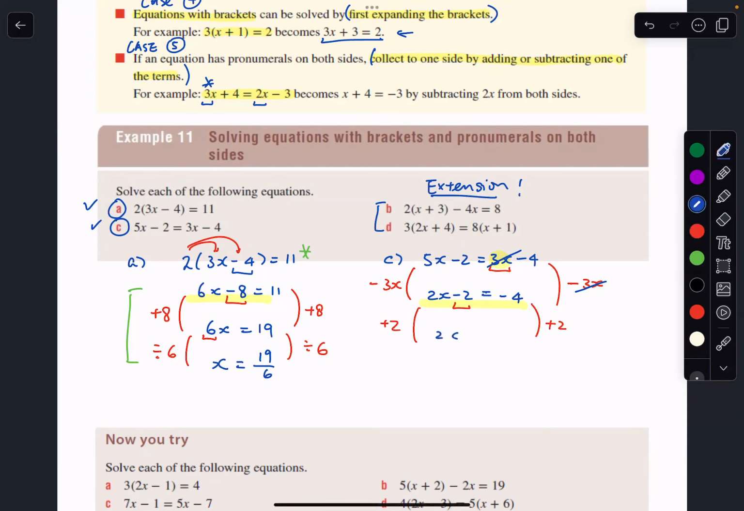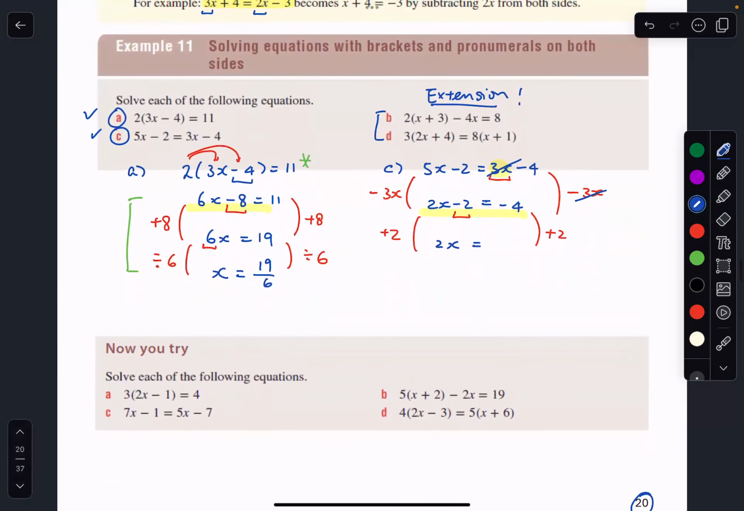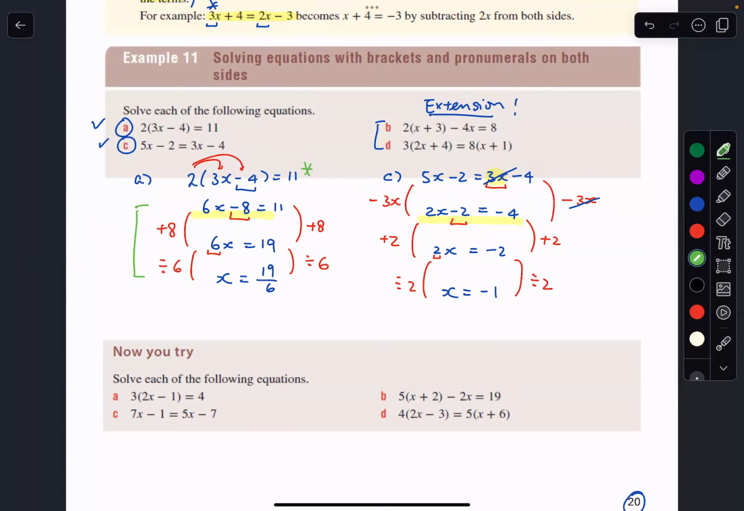So we have 2x equals negative 4 plus 2, which is negative 2. Then we do the inverse operation again to get rid of the 2. So we have x equals negative 2 divided by 2, which is negative 1. You can see in these 2 questions, we only need to do one more step based on case 1. After we break the bracket, or take away 3x on both sides, we actually have case 1.